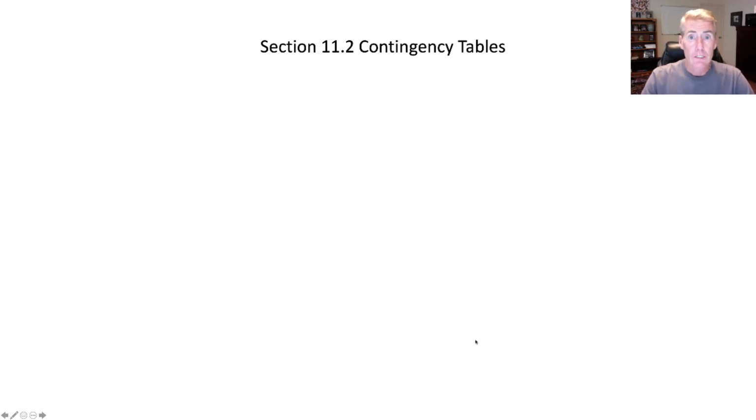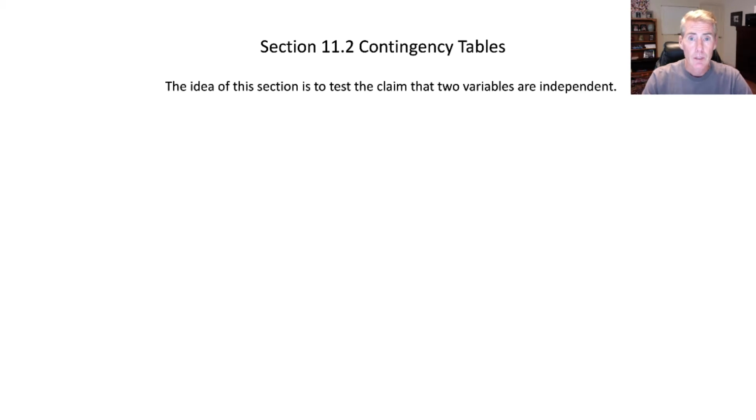Well, this is it, our second to the last section, called Contingency Tables. So the idea is we're going to test if two variables are independent. Like, how about the amount of money that somebody makes? That's going to be one variable. Their gender, that's another variable. So does gender have anything to do with the amount of money that people make? Well, in general, unfortunately, it's true. There is a relationship between gender and the amount of money people make.